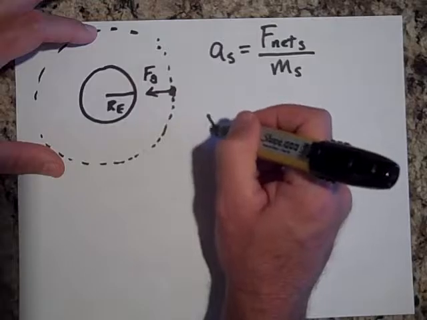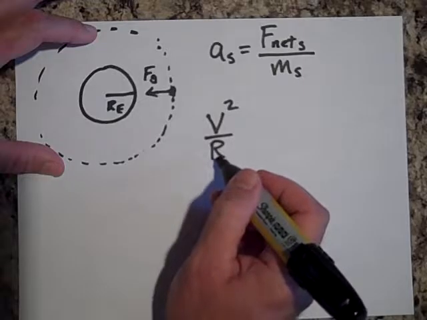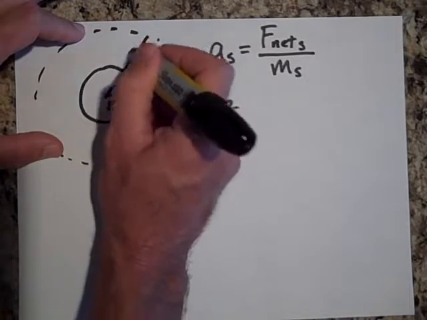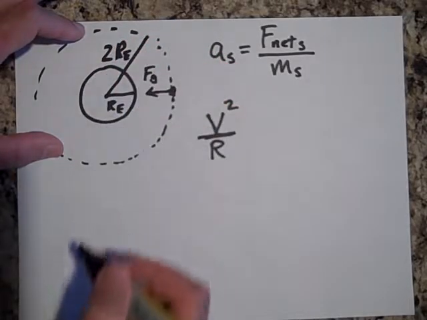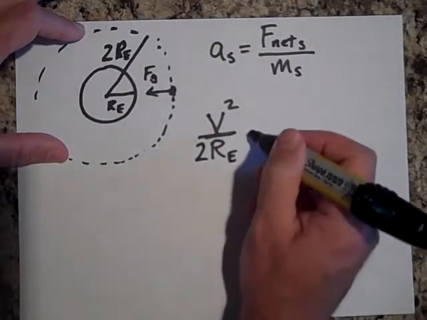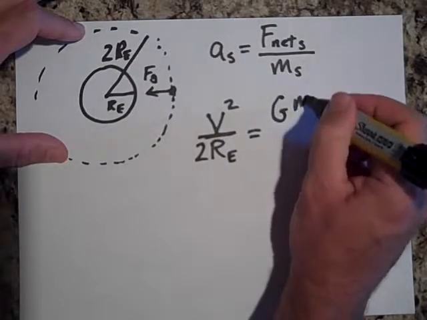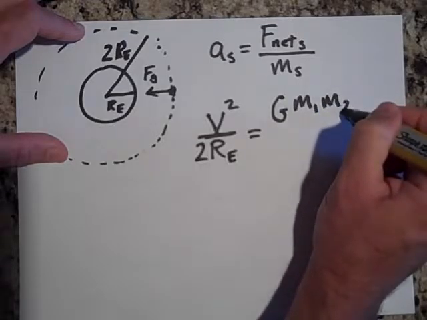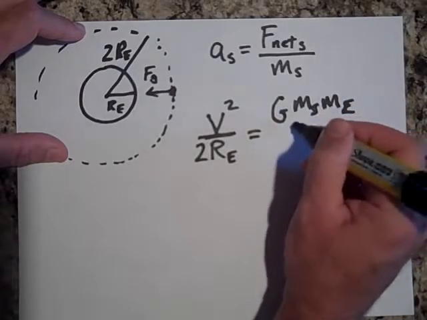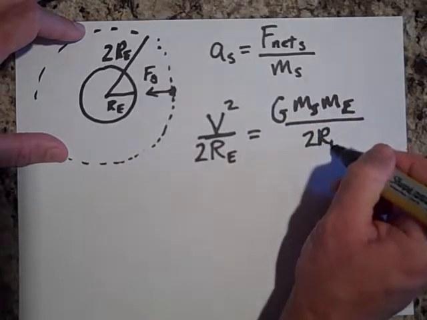So a of the satellite is v squared over r. That's the speed of the satellite squared divided by r. Now I'm going to make that 2rE, because isn't the radius of this circle 2rE? That's equal to the net force. Now the net force is just this force, remember this guy? The second mass is the mass of the Earth. The first mass is the mass of the satellite. All over how far they are apart squared. So it'd be 2rE squared.